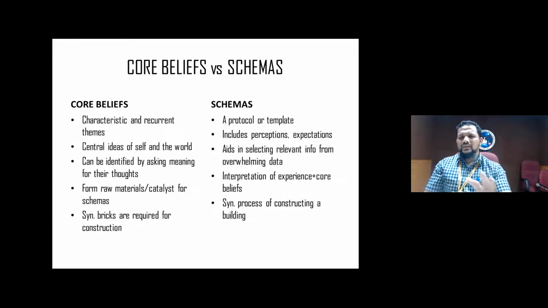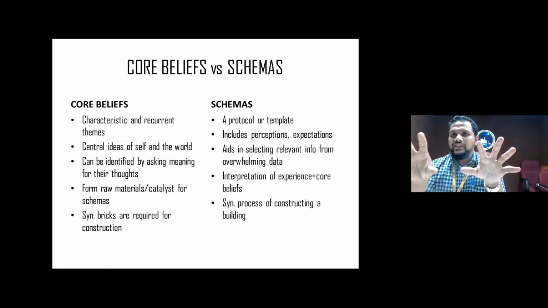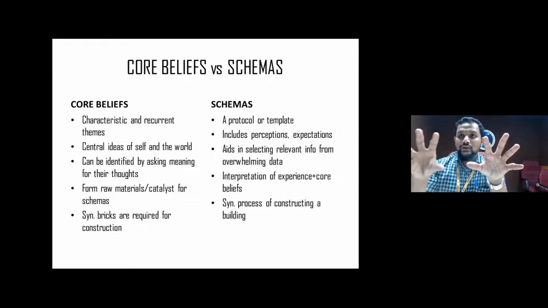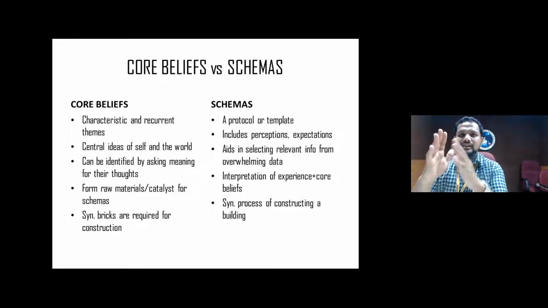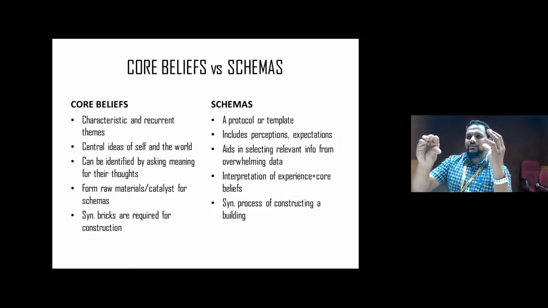So this is the difference between core beliefs and schemas. Core beliefs are characteristic recurrent themes, but a schema is how it gets executed, a protocol template by which thoughts and behaviors are related. Core belief is the central idea of self and world, how you see the world and yourself, but a schema includes perspectives and expectations. The schema always aids in selecting relevant information from overwhelming data, so it is a kind of streamlining from a core belief.